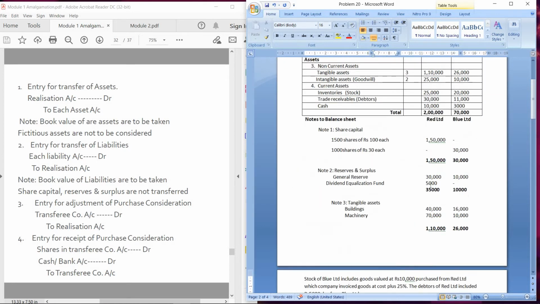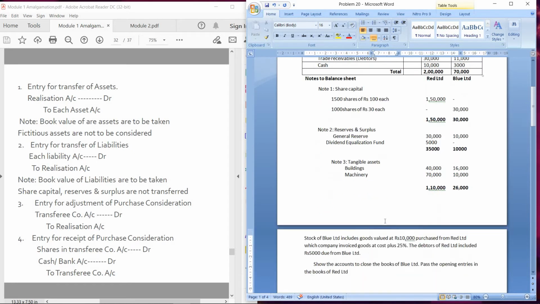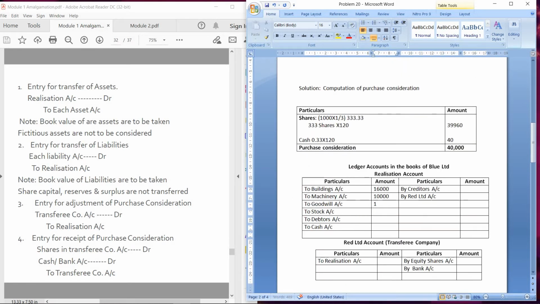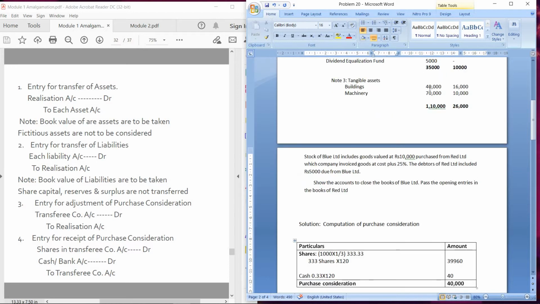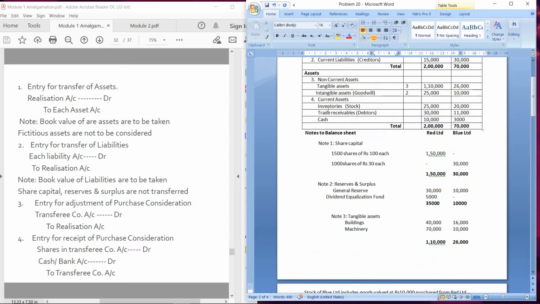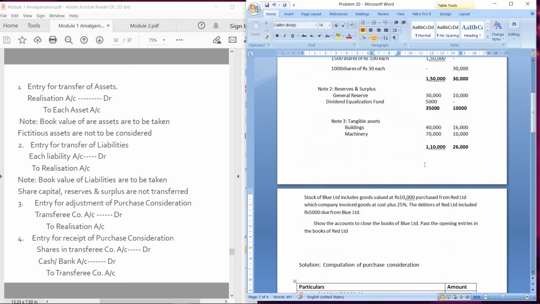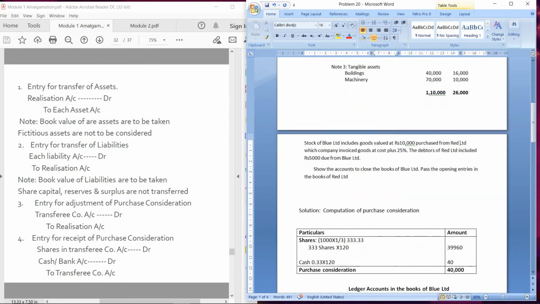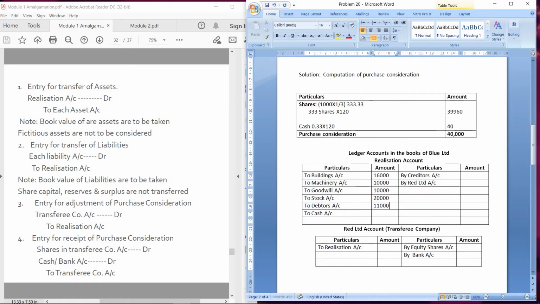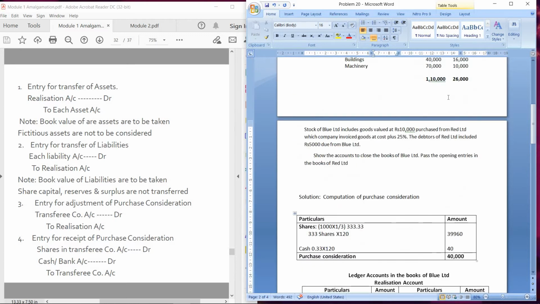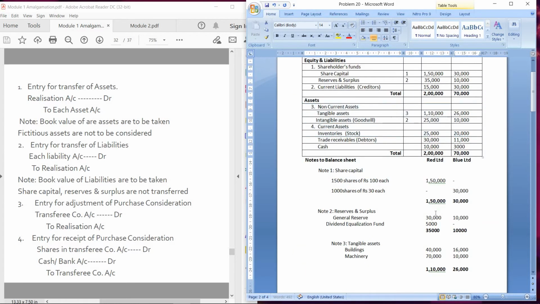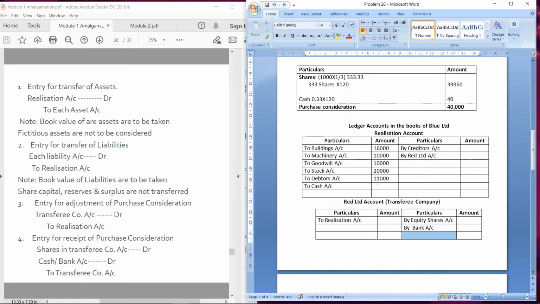Next you have goodwill. Goodwill also is 10,000. Next is stock. The full value of stock is to be taken, that is 20,000. Next is to debtors account, that is 11,000. And finally to cash account, cash is 3,000.